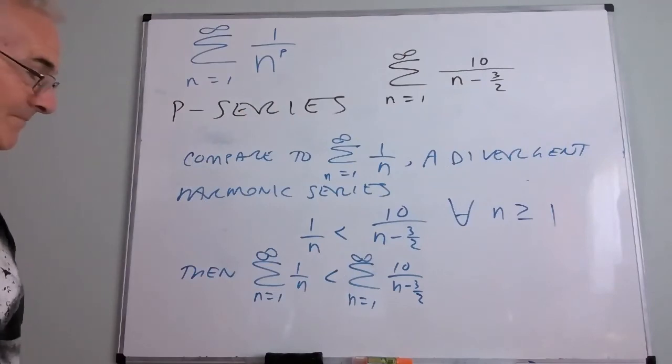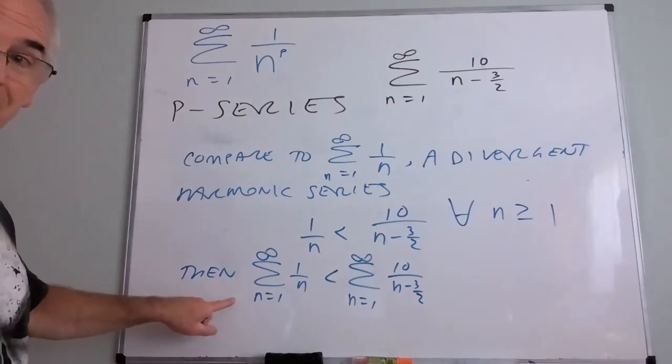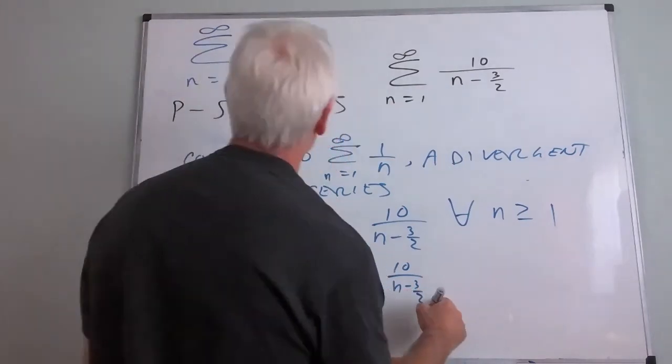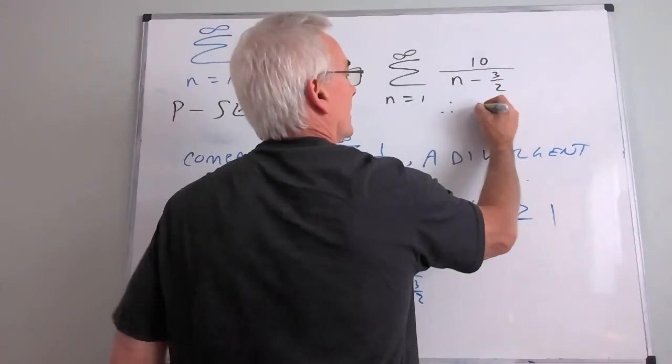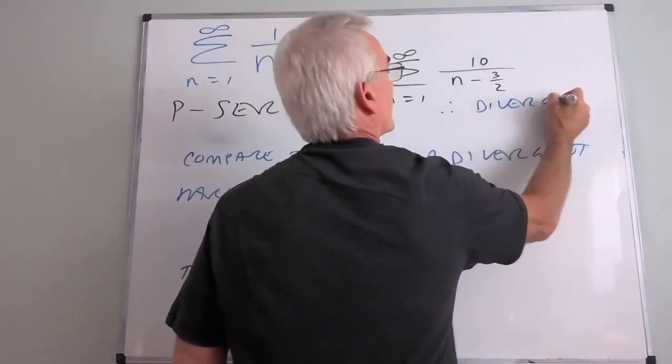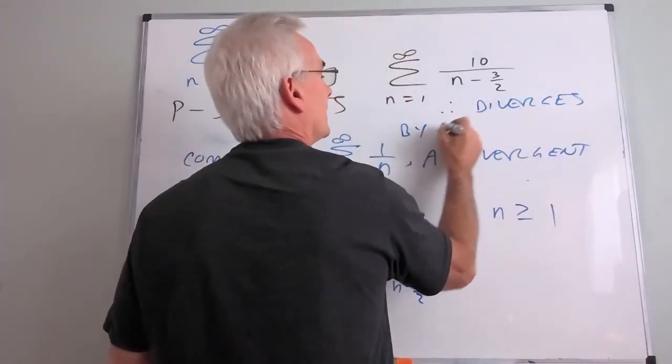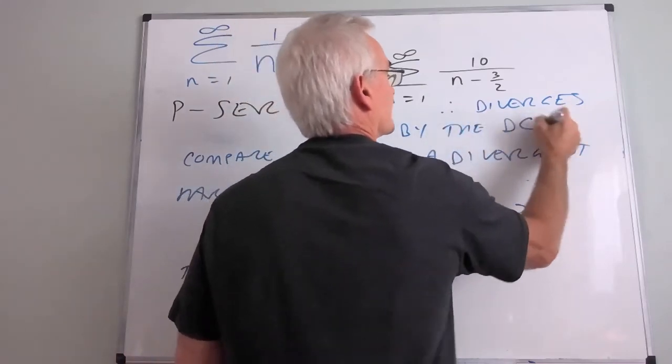Okay? Everybody got that? So therefore, what's my conclusion? Therefore, the sum of this diverges by the direct comparison test.